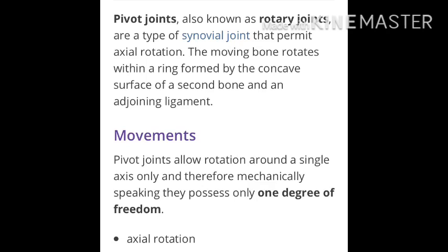Pivot joints allow rotation around a single axis only, and therefore mechanically speaking they possess only 1 degree of freedom, axial rotation. The joint of the skull to the first two vertebrae of the backbone is a pivotal joint.